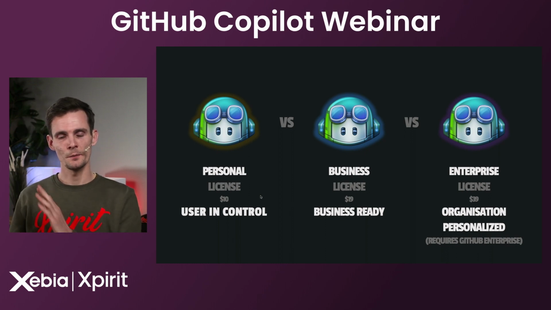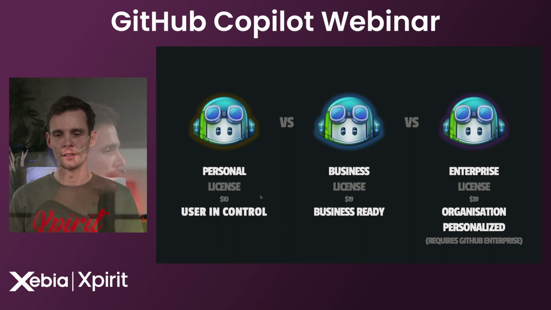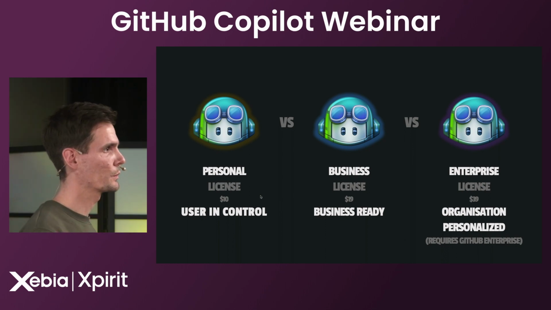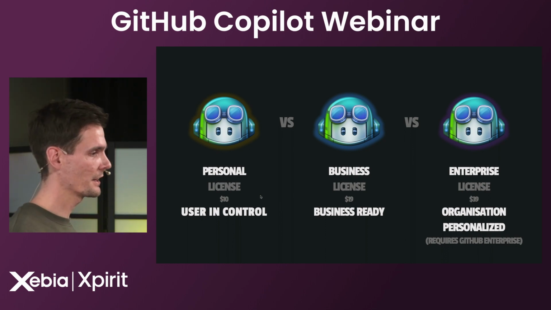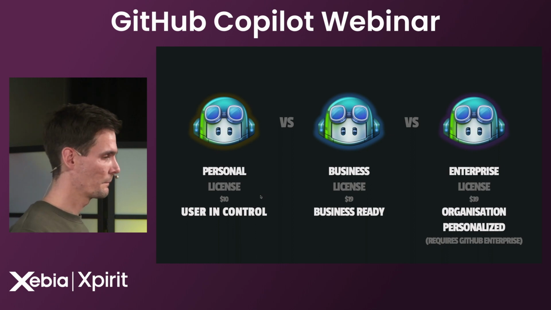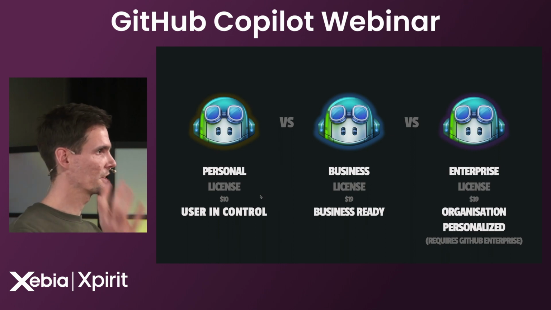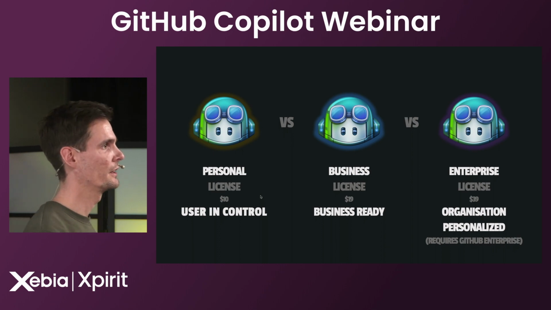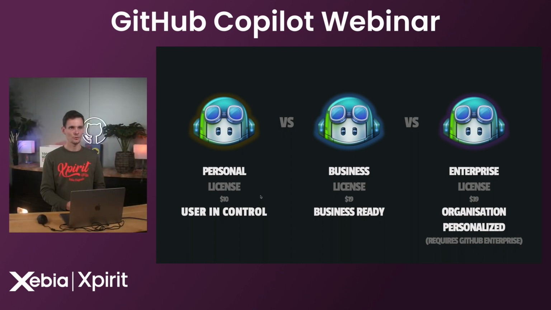And what's new, coming in February, I think February 2024, is an enterprise license. So an enterprise can, on organization level, specify how Copilot should behave for their developers. And to be able to do this, you have to have GitHub Enterprise enabled.